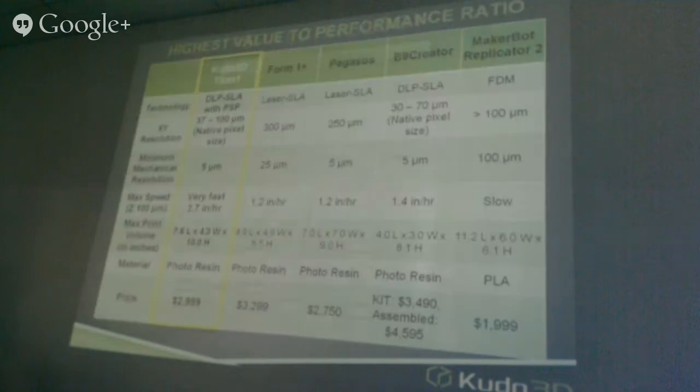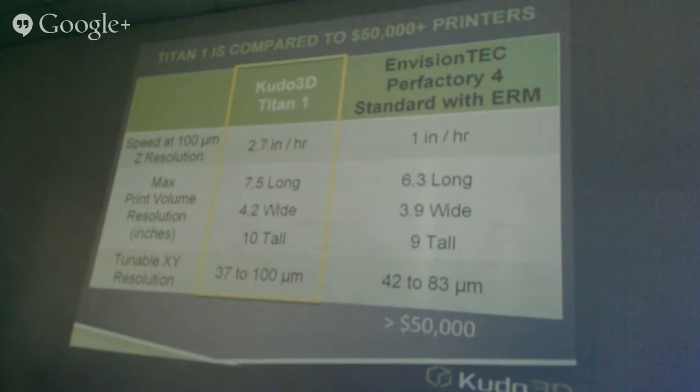Oh yeah, this is just a slide to compare our Titan 1 to other printers on the market as of right now. As you can see, ours prints a lot faster with a higher resolution, and we have a larger print volume. So we could compare this to a $50,000 printer that's on the market right now, and as you can see, ours still prints a lot faster with higher resolution and a larger build area. And of course, it's just $3,000.